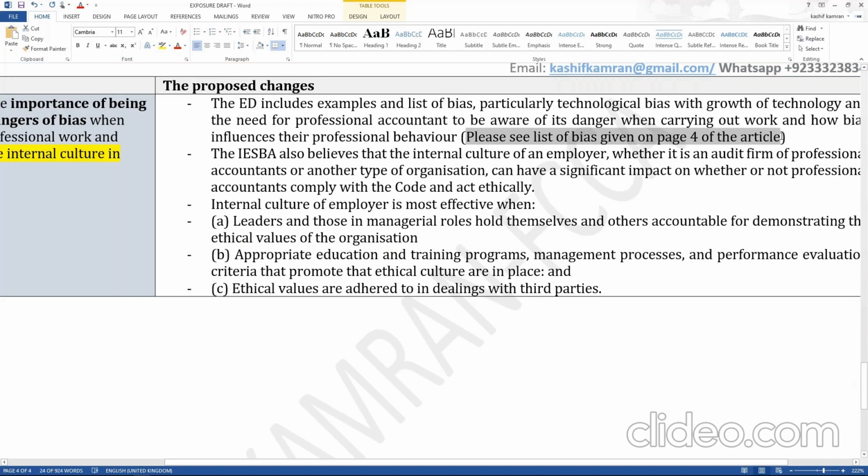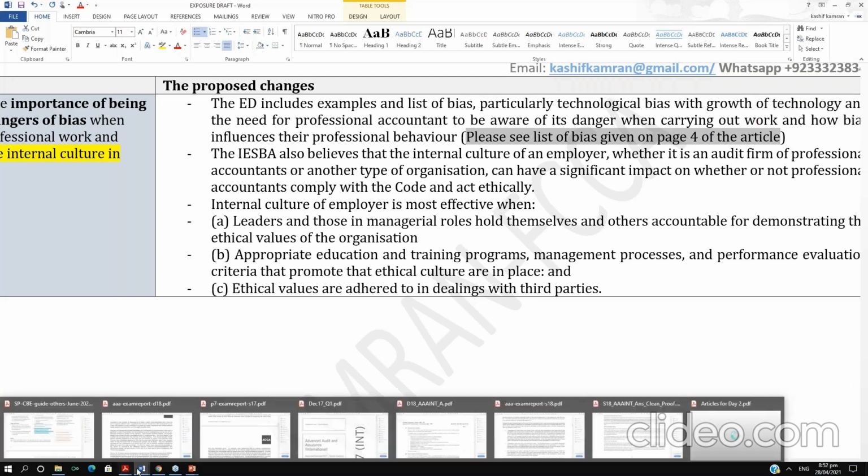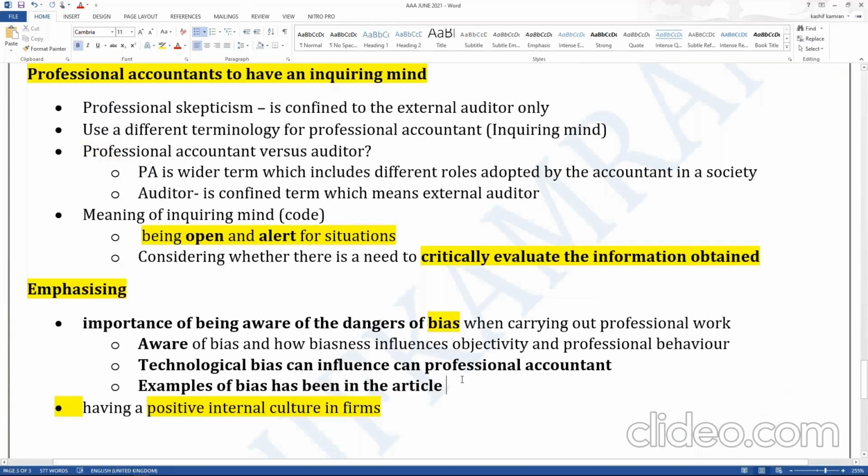So that's right here. So you have to read page 4 of the article. I'm putting it over here as well. Please see the list of bias given on page 4 of the article. So will you read page 4 of the article? There is a list of bias, examples of bias given, which you should know for your exam paper, including the technological bias, right? So importance of the danger of bias. Please read the list of bias given on page 4 of the article.